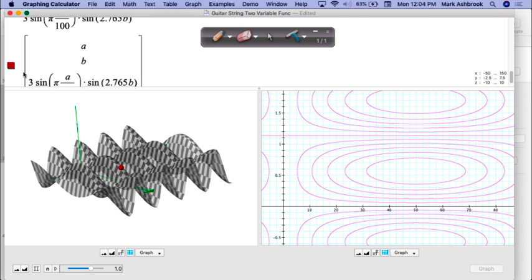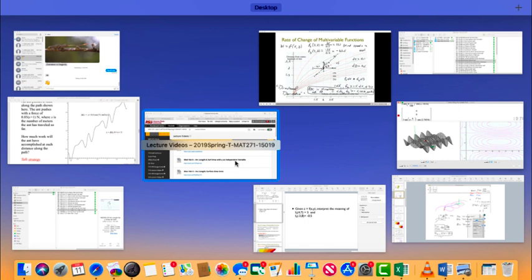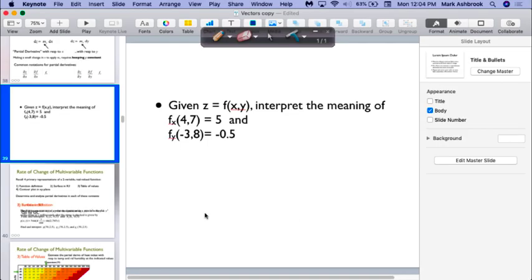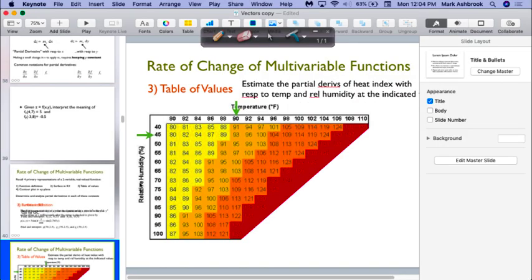Okay, so that's where we left off. And so the next thing is the table of values. So let's look at how this all plays out with a table of values.